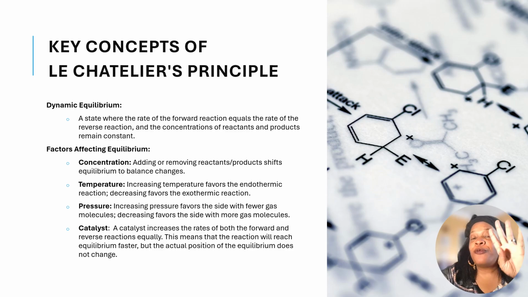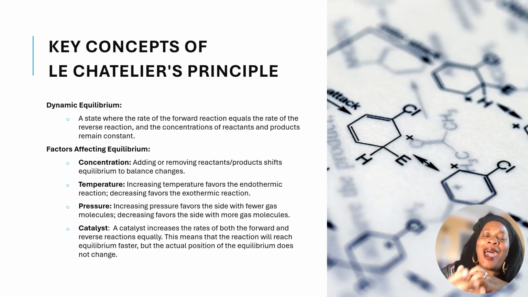So let me give you 4 things that are also going to affect equilibrium. Number 1, concentration. Adding or removing reactants and products shifts equilibrium to balance changes. You know, we've talked about concentrations before in prior conversations when we discussed molarity. So when we're talking about the concentration factor of a chemical reaction, particularly the reactants or products, this is one of those things that can actually alter Le Chatelier's principle.